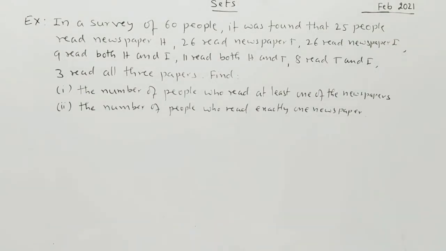Example: in a survey of 60 people, it was found that 25 people read newspaper H, 26 read newspaper T, 26 read newspaper I, 9 read both H and I, 11 read both H and T, 8 read T and I, 3 read all three newspapers.